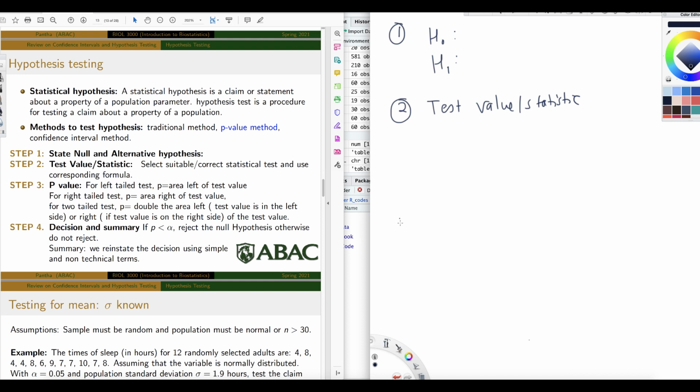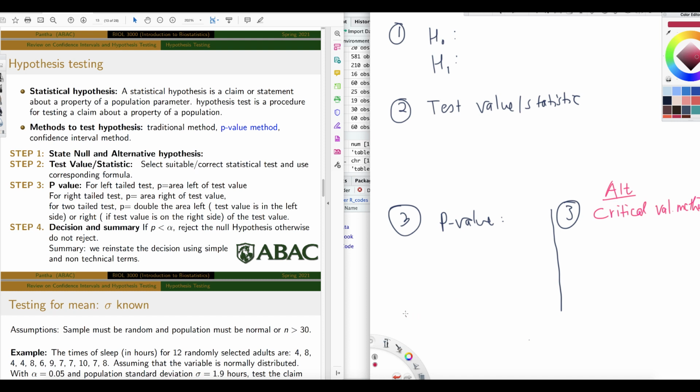For step 3, there are two ways. One is the p-value method, where you find the p-value. The other, alternative way is the critical value method, which we also call the traditional method, where you find the critical value.